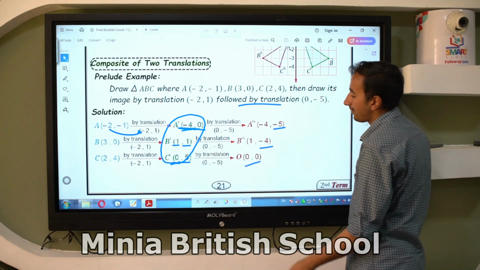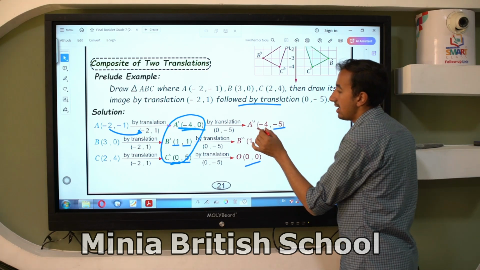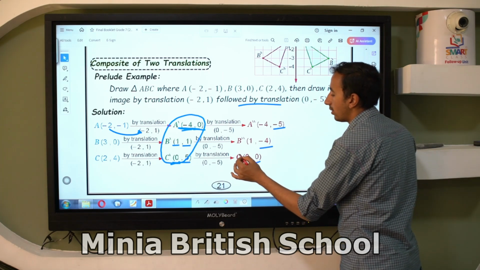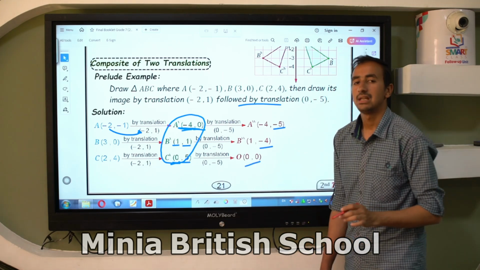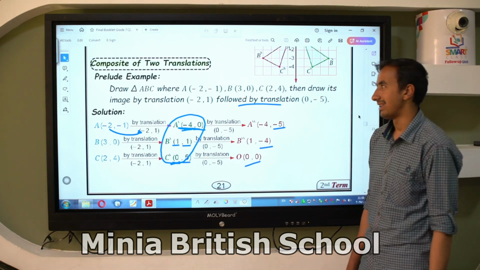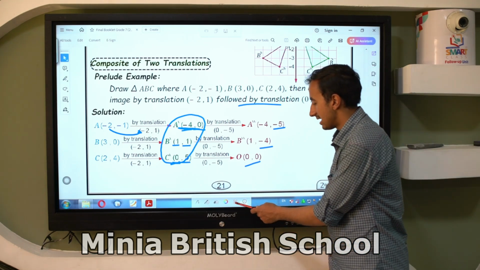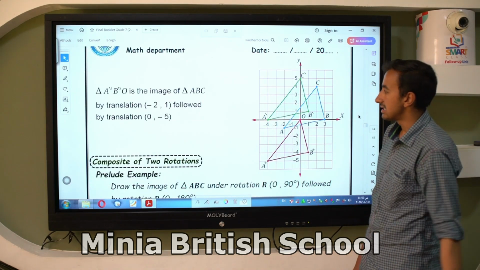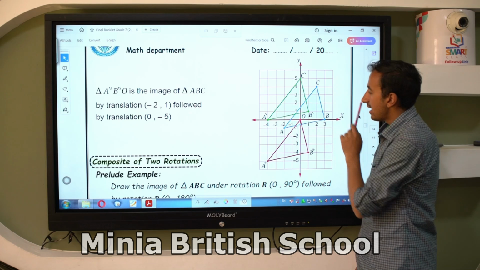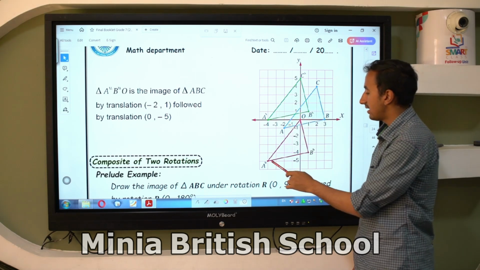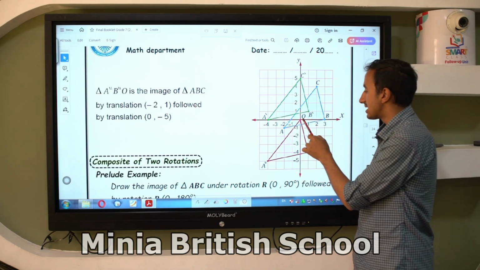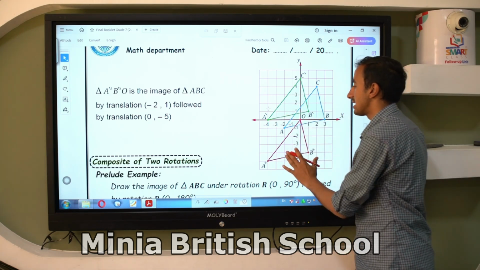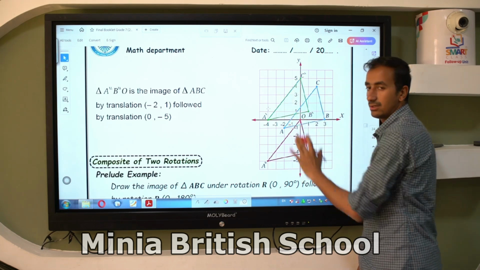So I have here A'', B'', C'', where C'' is O, the origin point, yes. I can take this example and draw it with these coordinates: A, B, C, A', B', C', and A'', B'', C'', which is at the origin point. It's called the translation. Translation has the same direction. Okay?